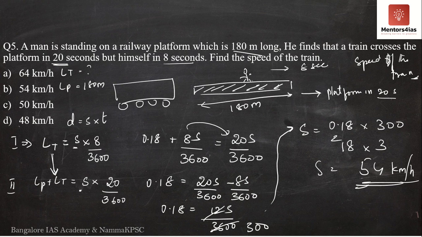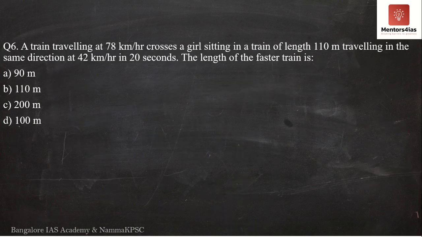We'll move on to the next question now. So yes, it is 54 kilometers per hour, option B. Correct answer is 54 kilometers per hour. Let us now move on to the next question. Question number 6.